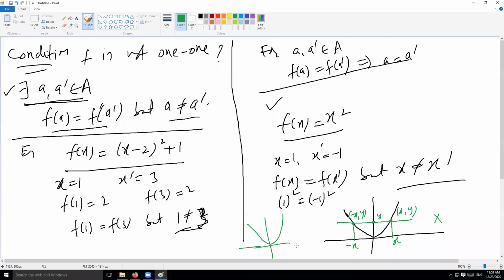Pictorially, kaise check karte hain? Sir, vertical line test. Then you do the vertical line test actually. Okay, draw a vertical line, and that vertical line should hit the curve at a single point actually. Samajh aa rahi hai baat? Theek hai? So this is a little bit about the 1-1 function actually.